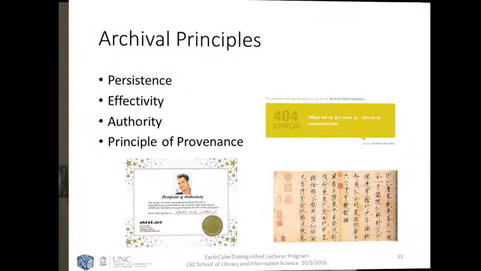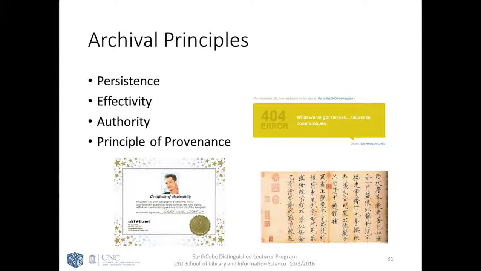And then there are a few key principles within information science and archives like persistence, effectivity, authority, and the principle of provenance. So we want to know that what we're looking at is what we say it is. We want to see the order of where it's been through time and what changes might have been done to it. We want to know where to find it in the future. So if it's published in a journal and I disagree with the results and I want to look at it, can I find it to look at it?